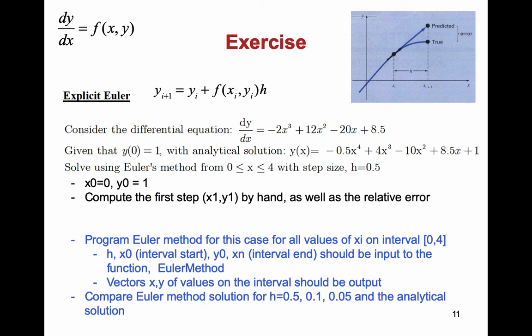Yeah? Are we mapping it spatially? Excellent. So starting from this value, I don't know what y is. That's what I'm looking for. But I have a slope, dy dx. What is its slope at this point? Based on the differential equation, what is it? And that is minus 2x0 cubed plus 12x0 squared minus 20x0 plus 8.5. Evaluated at 0, that is equal to? That is my slope right there, f of xi, yi, for current point i.